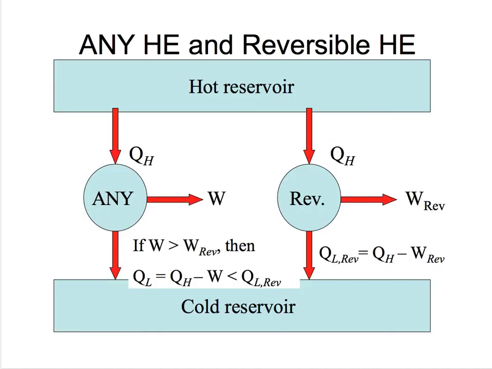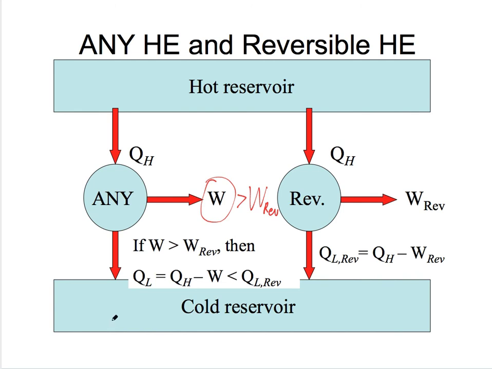Okay, this is the schematic that can help us show how this Carnot principle is proven. We have two thermal energy reservoirs, the hot reservoir and the cold reservoir. And we have two heat engines. One is the any heat engine, and the other one is the reversible heat engine. They take the same amount of heat from the hot reservoir, and the assumption is that the any heat engine is more efficient than the reversible heat engine, which means this W produced by the any heat engine must be greater than the W reversible that's produced by the reversible heat engine. Okay. Then we still need to satisfy the first law of thermodynamics.